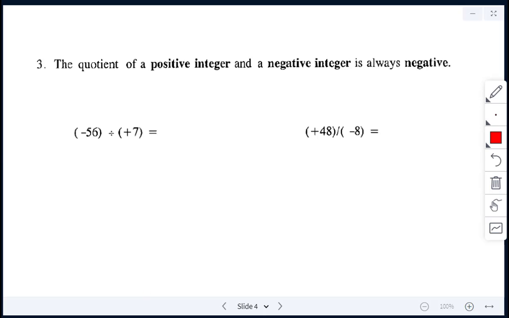Next, if you're dividing a positive integer by a negative integer, or a negative integer by a positive integer, the answer will always be negative. So we have negative 56 divided by positive 7. That will give me negative 8. Positive 48 divided by negative 8 will give me negative 6. So the rules are the same that we saw in multiplication.